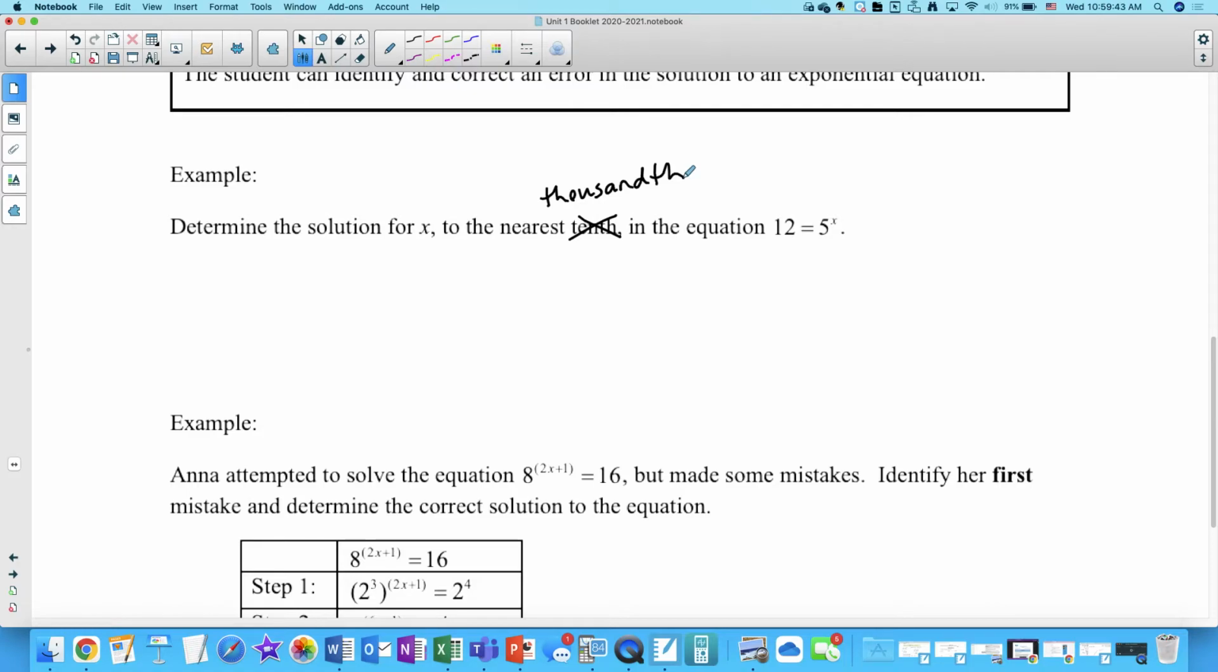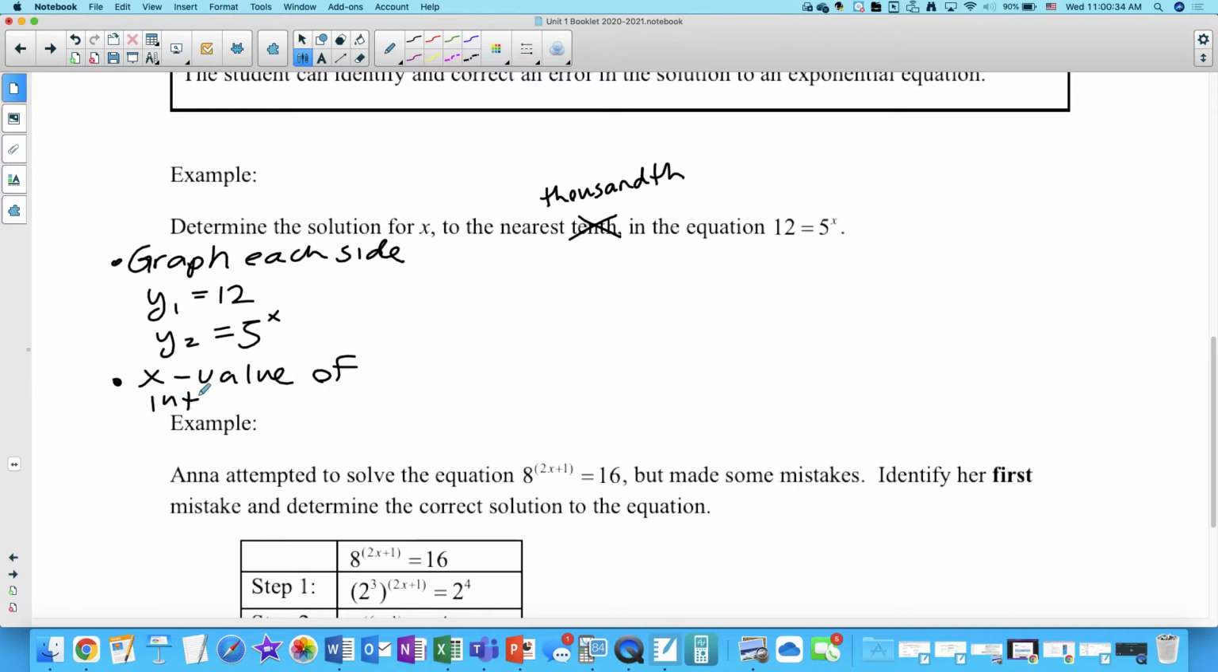So what we're going to do here is graph this. We're going to graph each side of the equation as a separate function, as a separate graph. And then what we can do is look for the point of intersection. So the idea here is graph each side. Like y1 equals 12, y2 equals 5 to the x, right? And then we're going to look for the point of intersection. The x value of the point of intersection is our solution. So this will actually also be a really good review of how we show our work graphically.